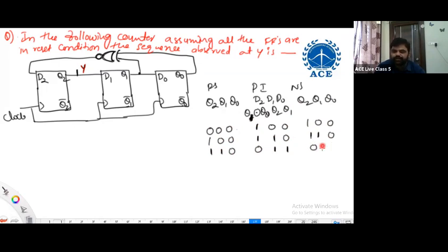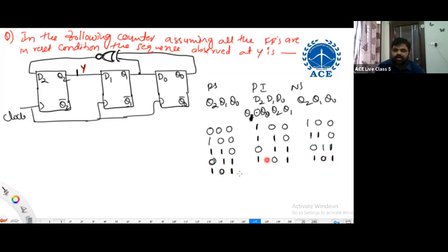0, 1, 1, and 0, 1, 1 is the present state. Then Q1 XNOR Q0 means 1 XNOR 1 is 1. Q2 is 0, Q1 is 1. What is the next state now? 1, 0, 1. Now 1, 0, 1.